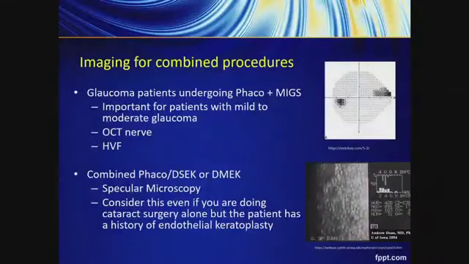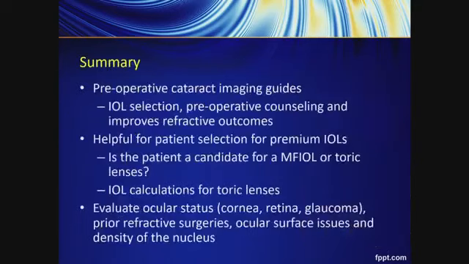Now, cataract and glaucoma, the fields have really overlapped, and a lot of the cataract surgeons are doing MIGS procedures. So make sure that you're doing imaging before you do a MIGS procedure to look at the visual field exam. And then, of course, the cornea is very important when you're worried about cataract surgery. So specular microscopy, I think, is also a great way to evaluate the cornea.